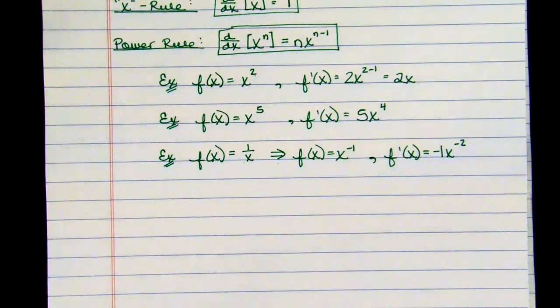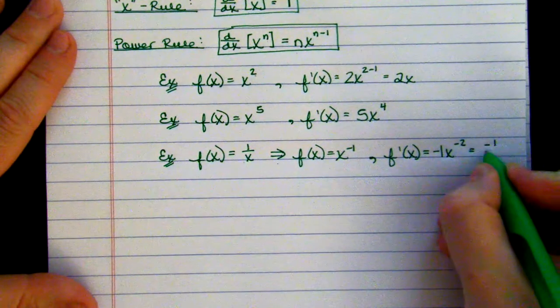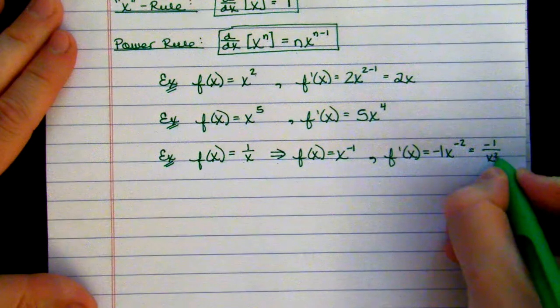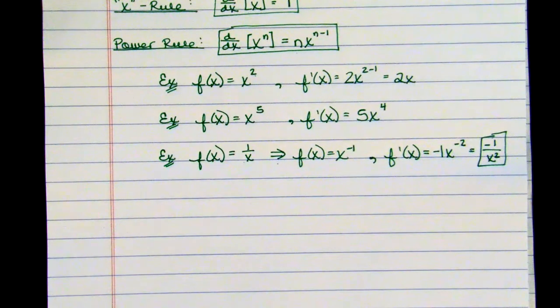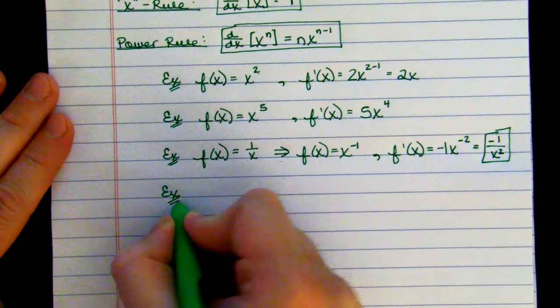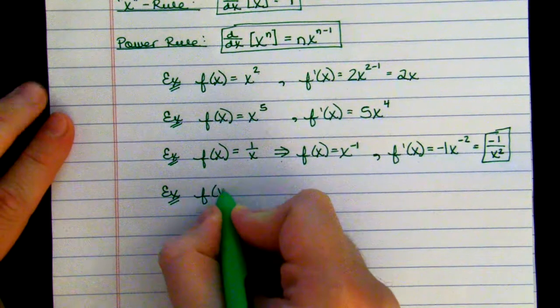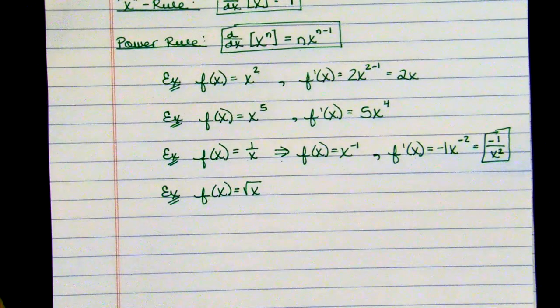Now, we're going to make our rule. Let's not leave negative exponents in the final answer. So I'm going to say this is negative 1 over x squared. The derivative of 1 over x is negative 1 over x squared. Let's try this one. f of x equals the square root of x. Is there a way we could rewrite this so we can use the power rule?